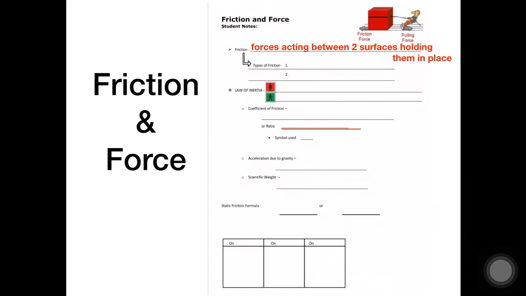Go ahead and fill out the definition there of forces acting between two surfaces, holding them in place. If you notice the little picture there at the top, something is really holding this box in place, okay? And he's trying to pull it, so there are forces that are causing him to not be able to pull that box. Just normal forces that we have on Earth. Take a moment and get that definition filled in. Friction: forces acting between two surfaces, holding them in place.